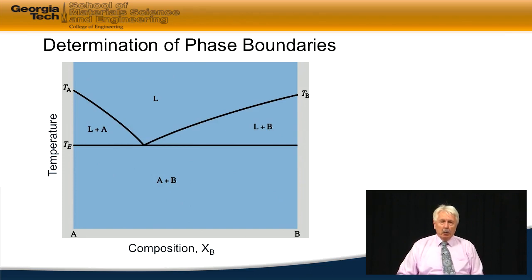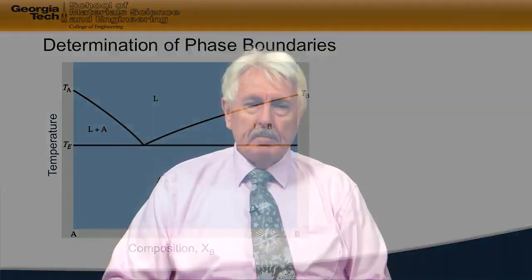And again, there will be some B that dissolves in pure A below the eutectic temperature, and there will be some A dissolved in B. And the reason for those small amounts of the components dissolving in the other phase is simply because of entropy effects.